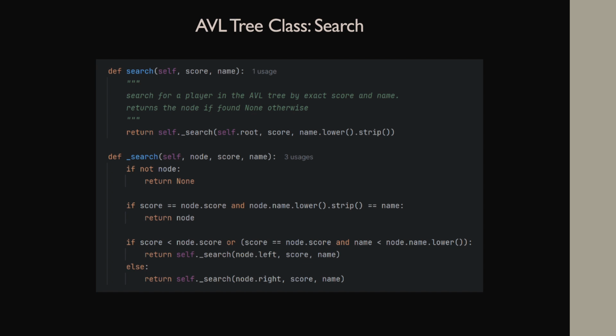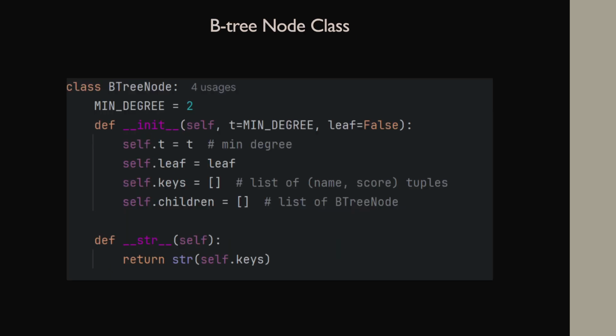Then that private method is just called by the public method, and it just does the recursive search from the root. Moving on to the B-tree node class, it represents a single node in the B-tree. We first start with a class variable min_degree, which is the minimum degree t of the B-tree, and we set that to 2. The max number of keys would be 2t minus 1, so it would be max 3 keys per node, and then the max number of children would be 2t, so that's 4 children.